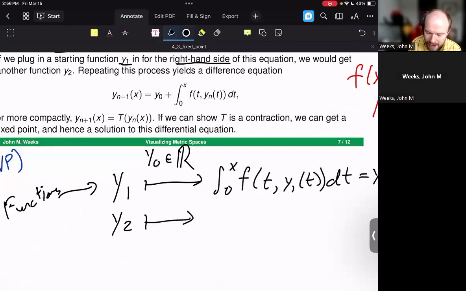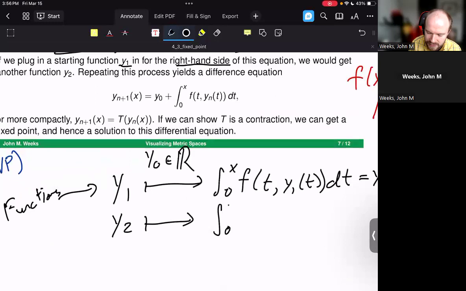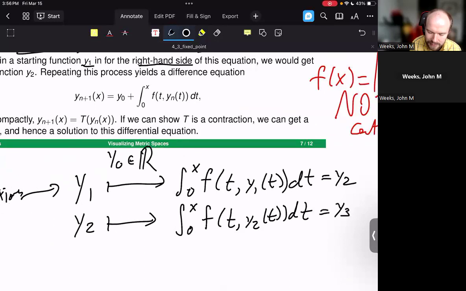y2, we're going to go through and map through, and we're going to just plug it into this y spot again, f of t comma y sub 2 of t dt. And what we're going to get out of that is a function y sub 3.